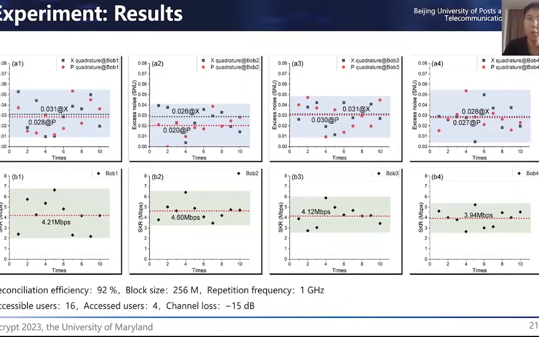Here are the experimental results with a 1 to 16 beam splitter in the optical path. Though we only access 4 users, which means we only trust a quarter of the users in the network, the performance reduction caused by the channel loss is well compensated. An average secret key rate of 4 Mbps with 15 dB channel loss is achieved, which is hard to achieve with a CV-QKD system based on a point-to-point security analysis.